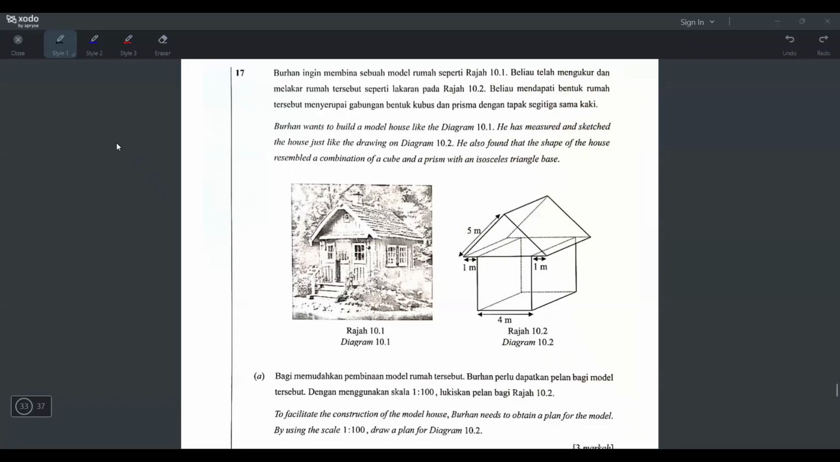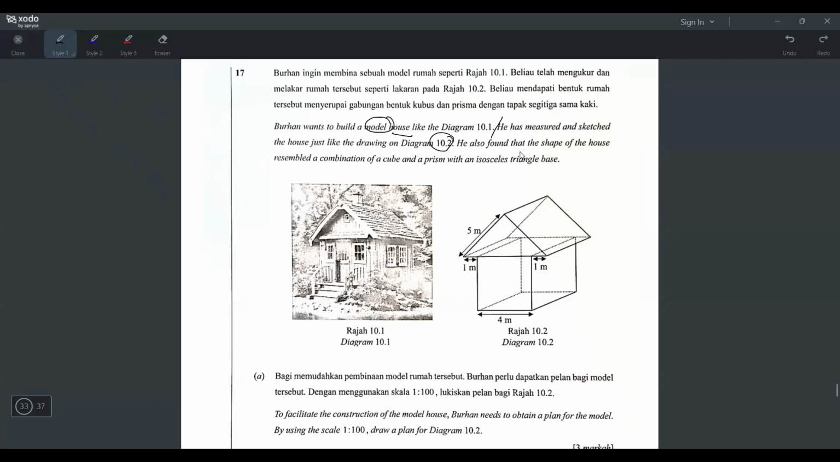Okay, let's continue with question 17. So this is the last question. All right, let's read the question. Burhan wants to build a model house like the diagram 10.1. Okay, so this is the house and he wants to build a model house. He has measured and sketched the house just like the drawing on diagram 10.2. So diagram 10.2, this is the drawing, right?